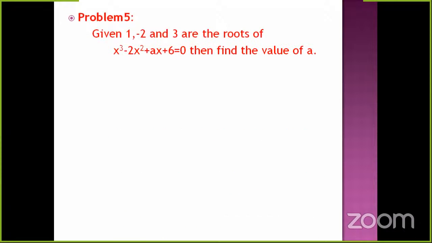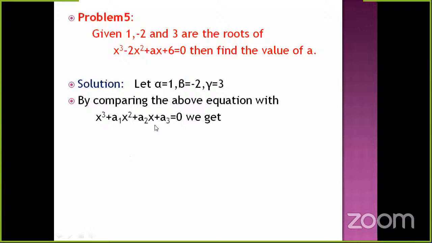Now consider the next problem. Given 1, minus 2 and 3 are the roots of the cubic polynomial equation x cube minus 2x square plus ax plus 6 equal to 0. Then find the value of a. So for my convenience, I am taking the value of the roots as alpha, beta, and gamma. By comparing the above equation with the standard cubic polynomial, that is x cube plus a1x square plus a2x plus a3 equal to 0, we get a1 is equal to minus 2, a2 is equal to a, and a3 equal to 6.